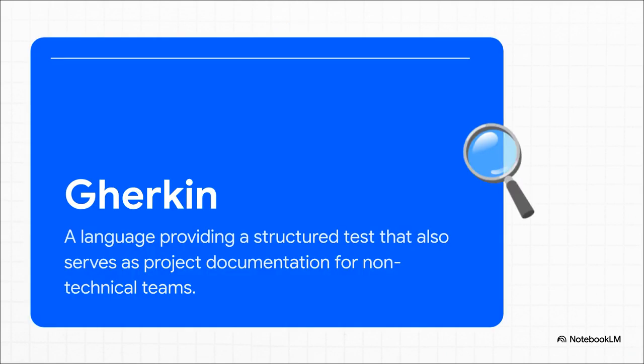So what on earth is Gherkin? Well, don't worry, it's not some crazy new programming language you have to learn. Nope. It's just a super simple set of keywords that lets you describe how software should behave in a way that's logical and totally readable. But here's its real superpower. It's doing two jobs at once. It creates a structured test that can be automated, and it serves as living project documentation that literally anyone can understand. That means fewer mistakes and way less rework.